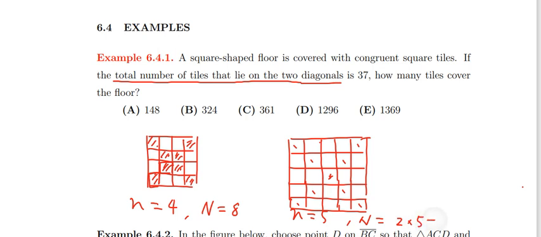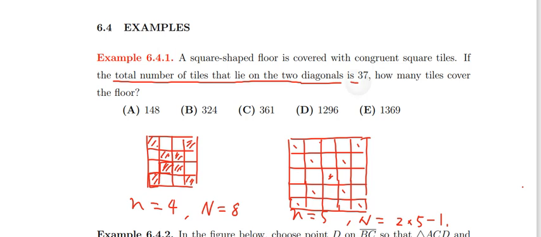equal 2 times 5 minus 1, right? So from here we can say if the side of a big square is an even number, then the number of tiles on the two diagonals is just 2n. If n is an odd number, then 2n minus 1. So this is the total number.